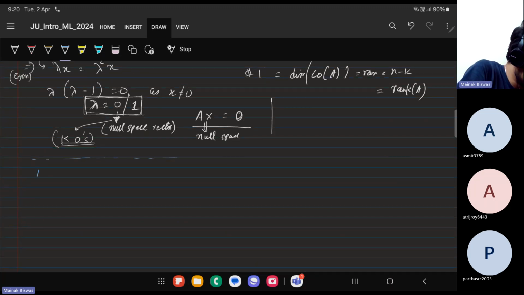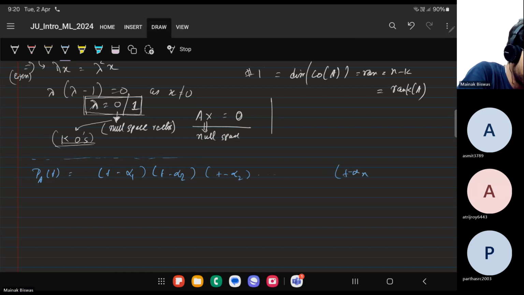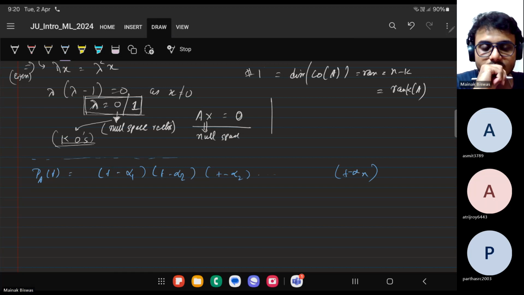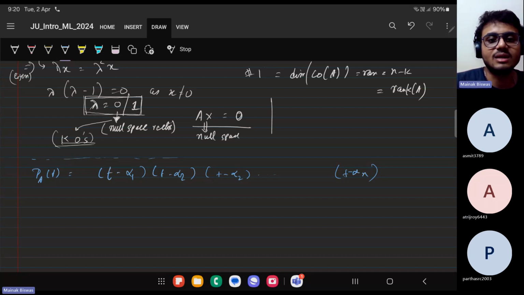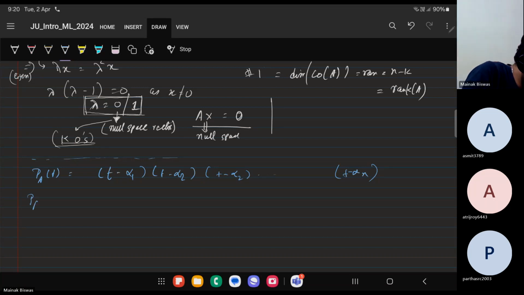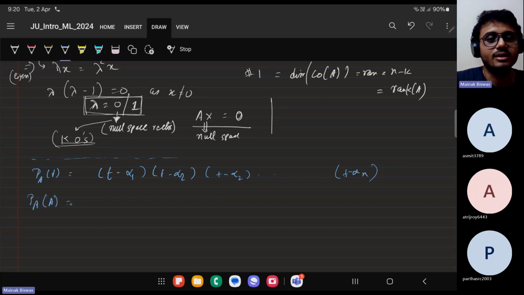But the idea is, can I write p_A of t as (t minus alpha 1)(t minus alpha 2) dot dot dot (t minus alpha n)? Here I'm considering repetition also. I can write this. Yes or no? Yes. Any questions? Now can I put the values of A somehow? Now I can put. Can you tell me why?